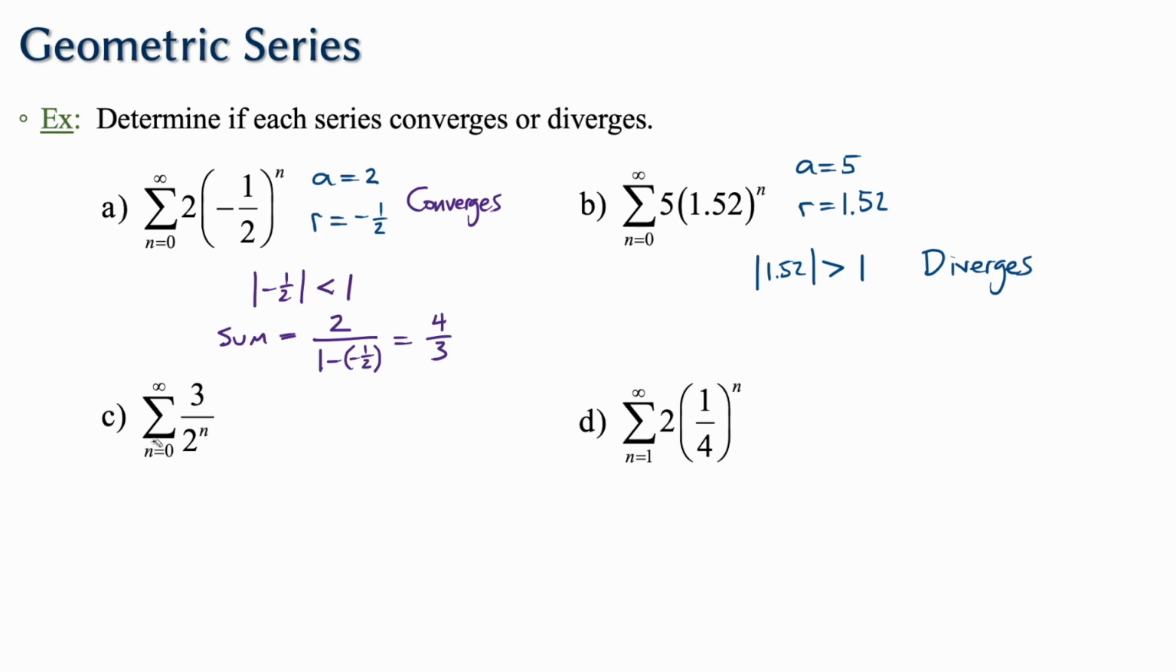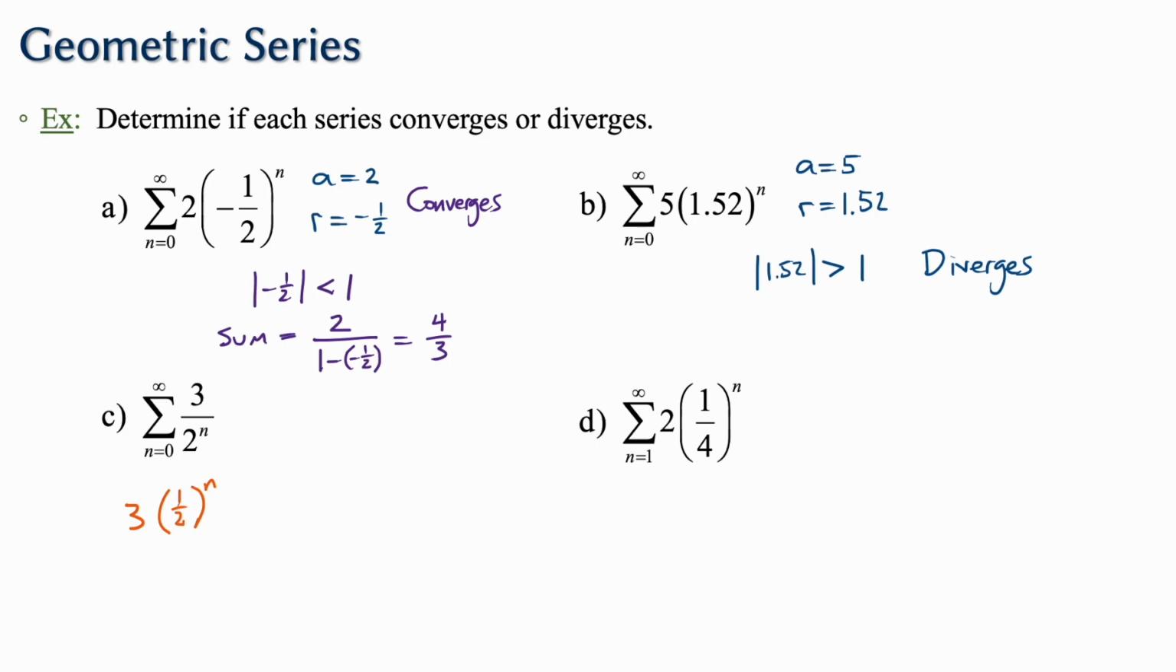Now, in our third example, it does look a little bit different because if you don't have the parentheses, maybe it's not as obvious what a and r may be, but you can always choose to rewrite this. So when I look at this rule, I'm going to look at it as 3 times 1/2 raised to the n. It's okay to look at it that way, even though it's just 2 to the n, because 1 over 2 raised to the n is the same thing as 1 to the n over 2 to the n, and clearly 1 raised to the n will always be 1. So this is actually kind of what the rule looks like.